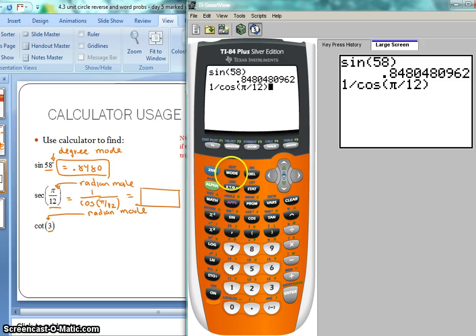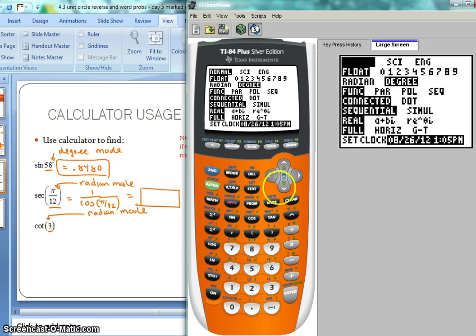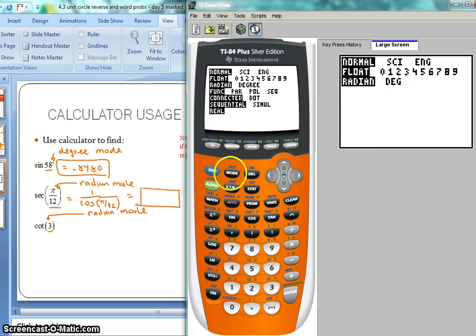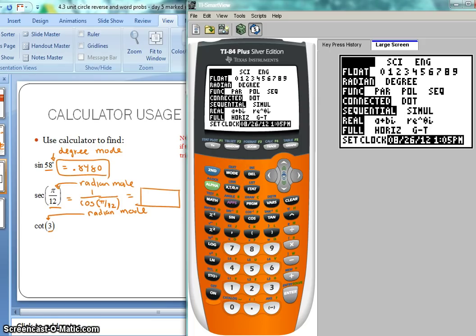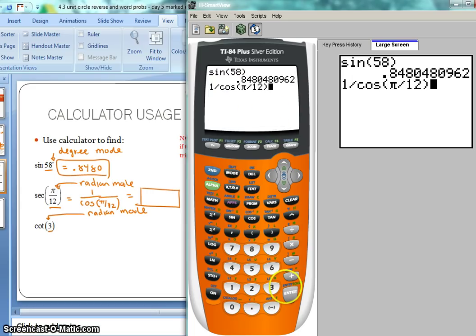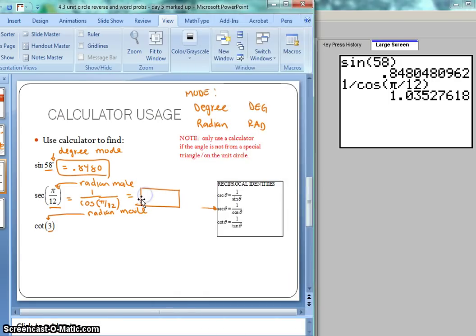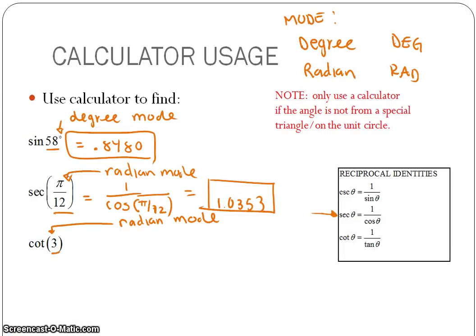for the previous problem. So I'm going to go back to mode, and I'm going to go down and press enter on radians and wait for it to shift to radian, so that I'm going to be in radian mode. And I'm going to quit. Okay, so you can either switch your modes before you start the problem or at this point, just as long as you do it before you press enter. But now my calculator is in radian mode, and if I press enter, I get 1.035. So again, we are going to be rounding to 4 decimal places, so it's 1.0353.